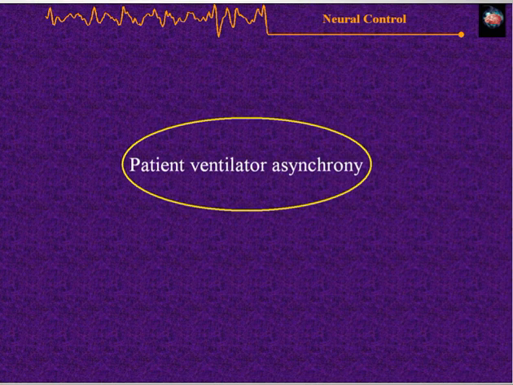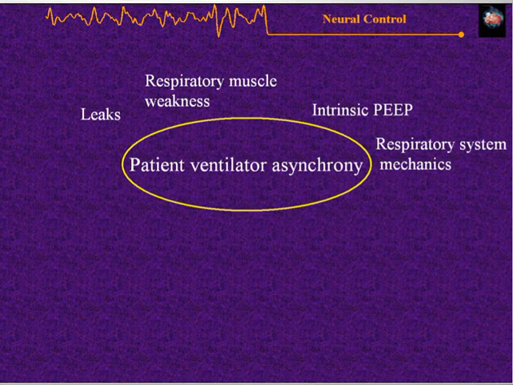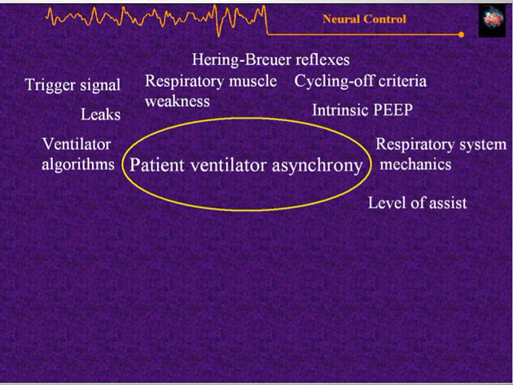Patient ventilator asynchrony is complex, and there are a multitude of factors that contribute to it. Leaks in the ventilatory circuit, if there's any intrinsic PEEP, if there's respiratory muscle weakness, if there's any weird respiratory system mechanics, the algorithms of the ventilator, the reflexes, very strong in newborns and pediatric patients, the level of the assist, the trigger signal that you use, and like Mark was talking about, the cycling off criteria.